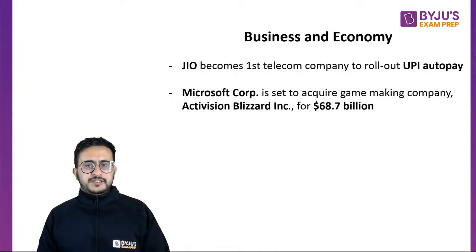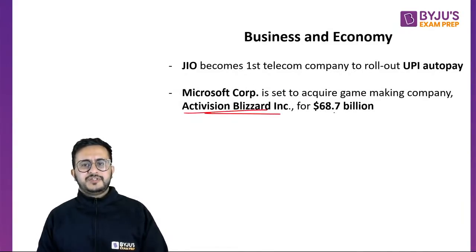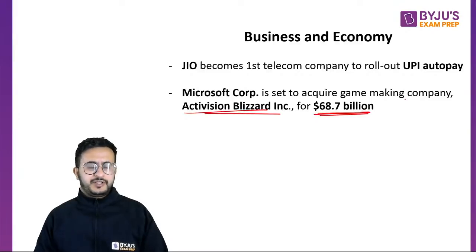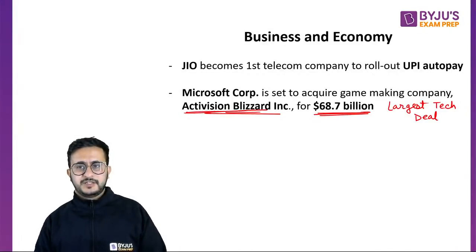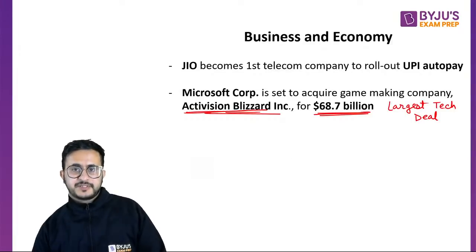Okay, Microsoft Corporation is going to acquire game making company Activision Blizzard for $68.7 billion, right? So this is going to be the largest tech deal thus far. Okay, this is going to happen soon. Activision Blizzard. This is going to be the largest deal in the tech space.